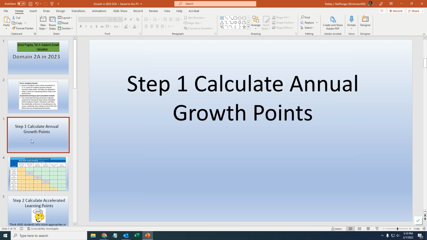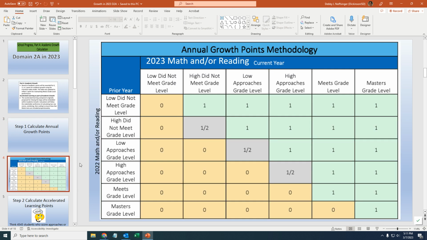Okay, so let's look at calculating annual growth points. Here is that transition chart. That transition chart is titled transition because it's as a student transitions from one grade to the next, and we are looking at performance levels. We are no longer looking at scale scores. We are only looking at performance levels.